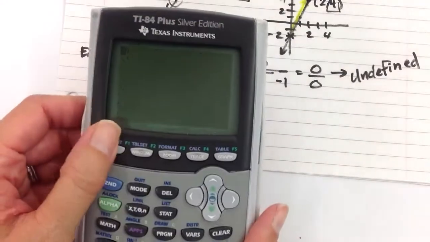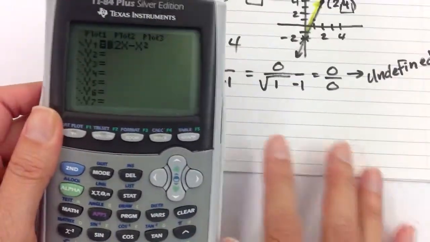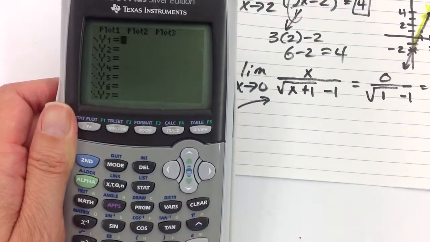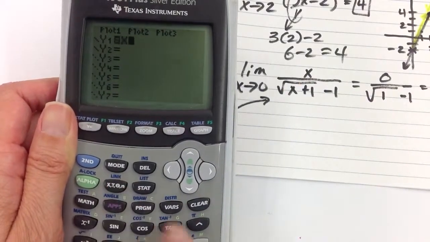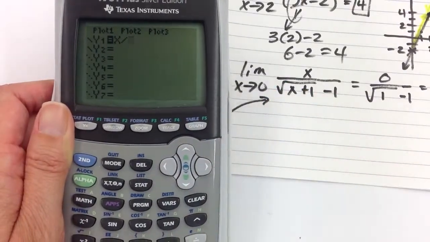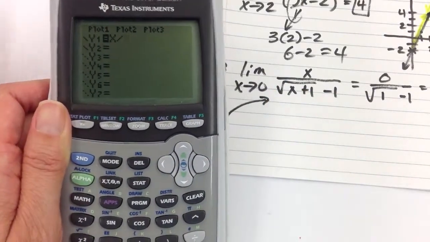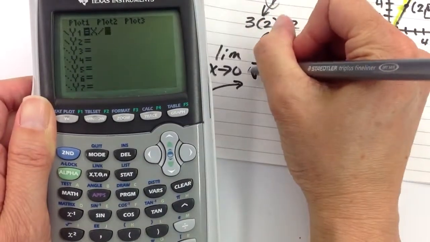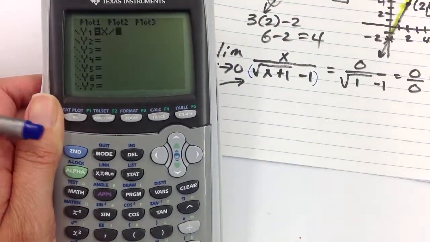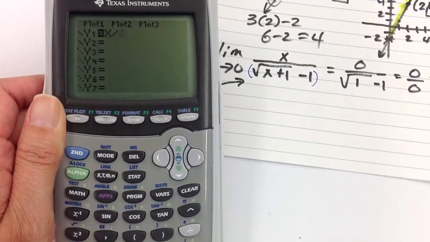Let's go to our y equals, plug in our equation. Our equation is x divided by, and then you've got to put parentheses. Another big thing about this is you have to put parentheses in the correct place. We're going to have to put parentheses around this whole bottom denominator, or else it's not going to graph the correct problem.